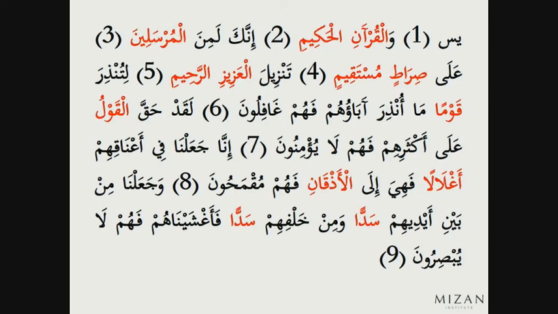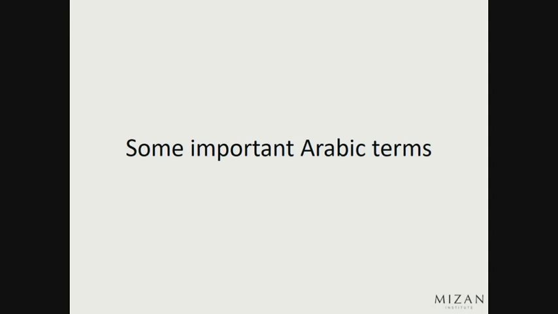Okay. So those are all the ismuns. There are more, but those are the ones with the sign. Okay. All good so far? Now we're going to learn some Arabic terms.